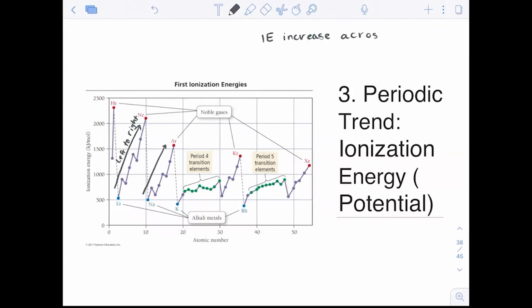Across that periodic table. Why? Why would it be harder to remove an electron? Why would it cost more money to remove an electron? And that is because the Z effective is increasing.